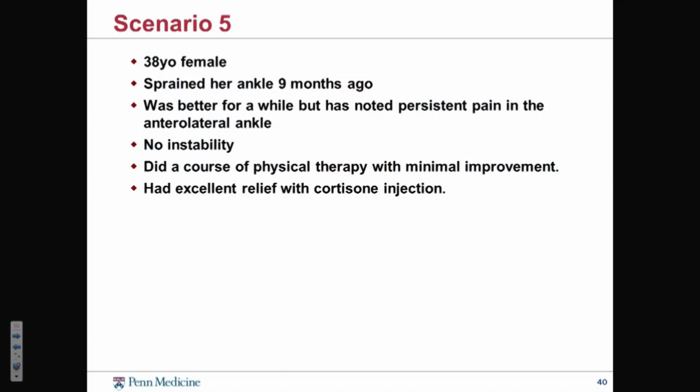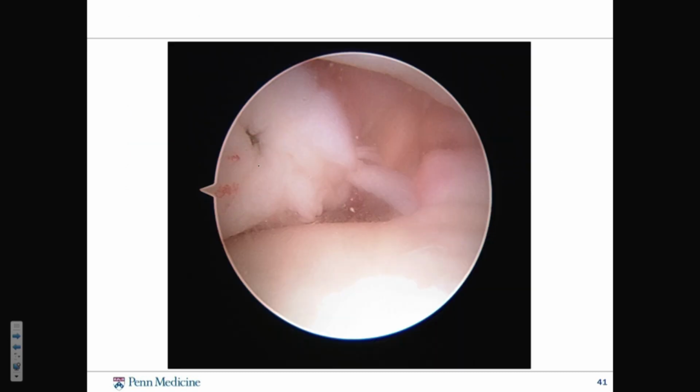Scenario 5 is a 38-year-old female. She sprained her ankle about 9 months ago. She got better for a while, but has pain in the anterolateral ankle. No instability. She did some therapy, which didn't help, but she did get a cortisone injection in the ankle, and that seemed to give her excellent relief for a period of time. In this scenario, this is really a diagnosis of exclusion until you get to this point, and this is an arthroscopic image of the ankle.